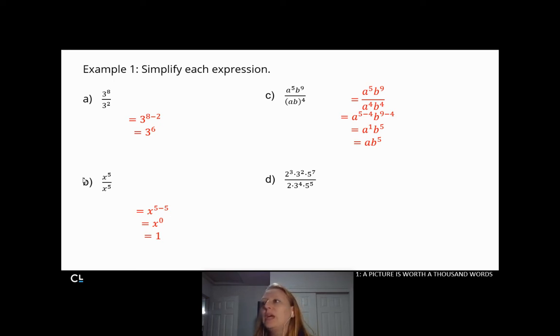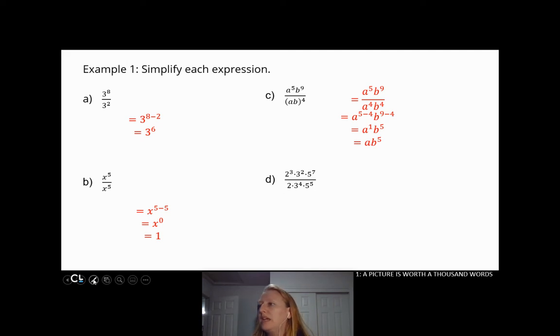So again, you guys probably already knew x to the 5th being divided by itself, of course, is going to be 1. But the exponents show that that's true as well, right? If we subtract our exponents, we get an exponent of 0. Anything to the 0 power is 1. There was a lot happening here.